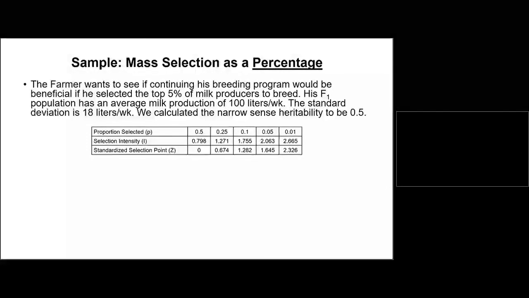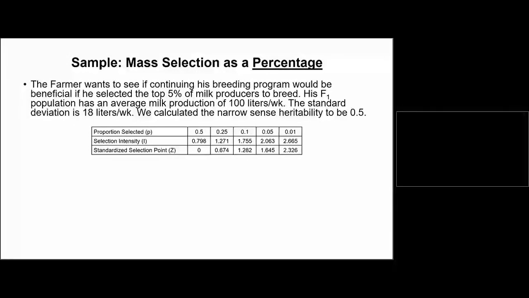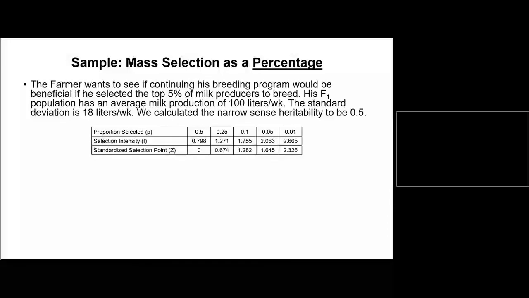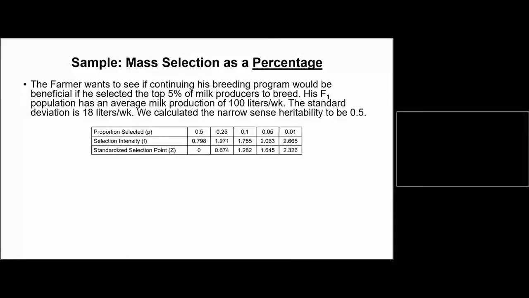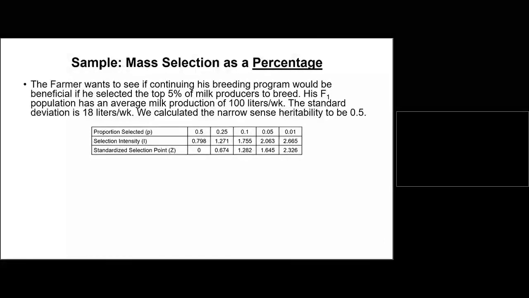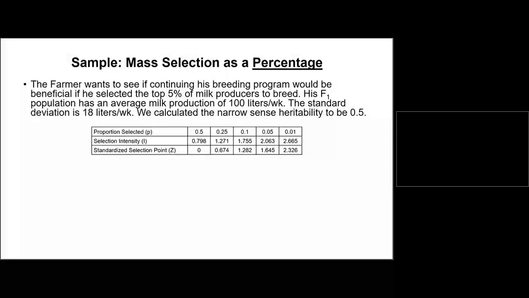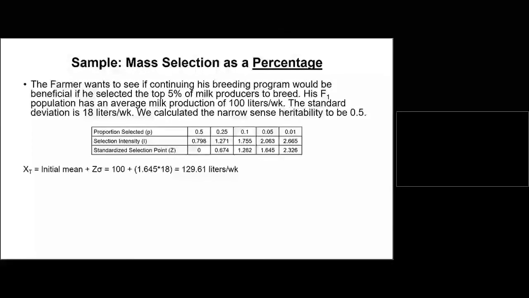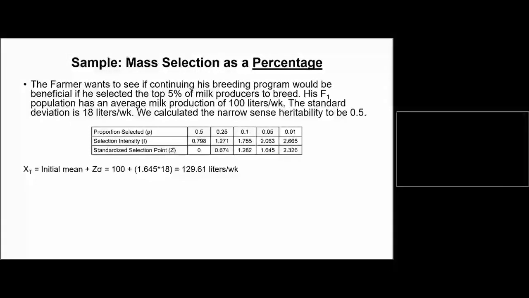Okay, so one of the first things we want to calculate is our truncation point. We want to know who the top 5% milk producers in his population are. Well, what's the standard deviation of milk production in this population? 18 liters per week. So the truncation point is going to be the mean plus Z times the standard deviation. The mean is 100.